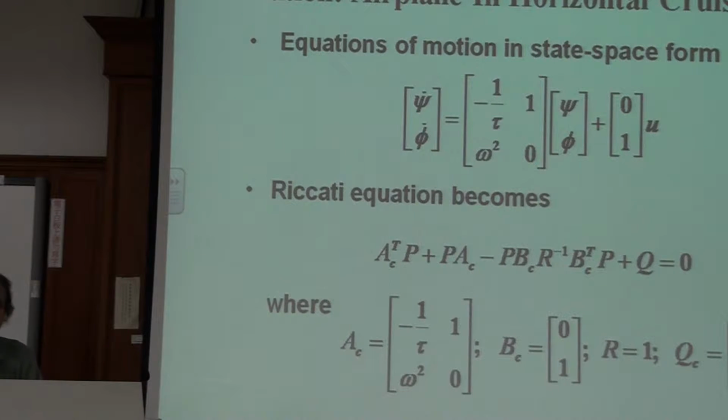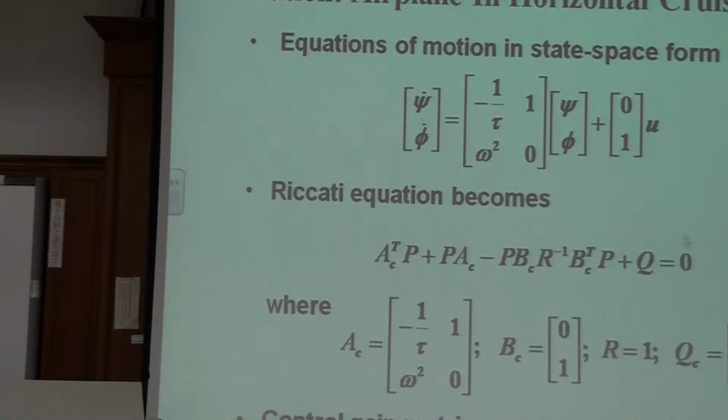Just simply define those matrices out, A_C, B_C, and R and Q, and sub into your Riccati equation. That's all you have to do. Very simple. The control gain will be F_C equal to F1, F2 equal to minus R inverse B_C transpose P. Now we have to solve for P, and P is from this Riccati equation.